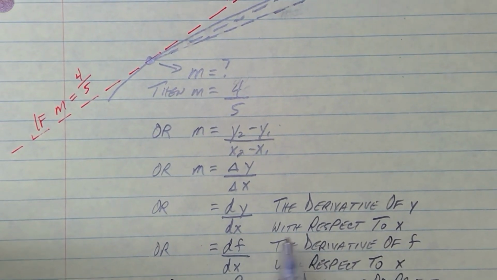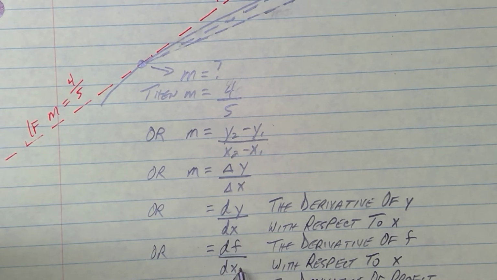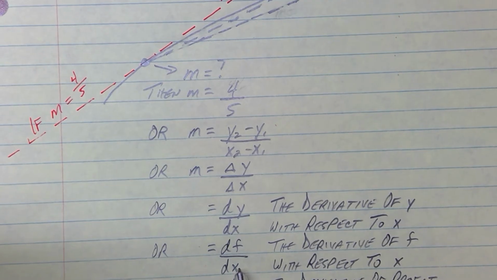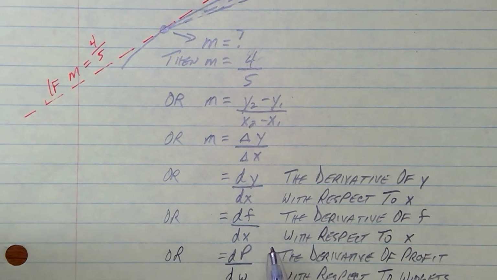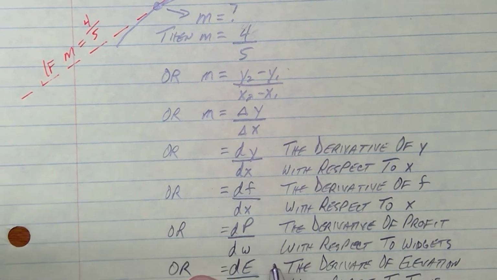Another way to say it is maybe I call the graph f, like I did up above. The derivative of f with respect to x. You know, what's happening to the slope of f as time goes by, or at a certain moment in time. And another way, it just depends on your word problem. Maybe you're doing a profit problem, and the amount of profit you make depends on how many widgets you make. So it could be the derivative of profit with respect to the number of widgets you make.